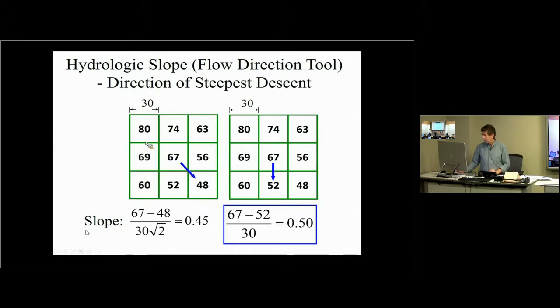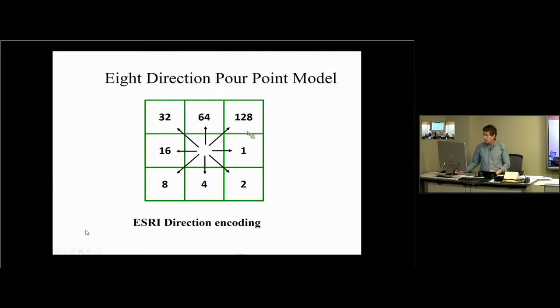If you divide by the vertical distance, or the north-south distance, you end up with 0.5. So this is a bigger value, so we would determine that the D8 slope and flow direction is from the 67 to the 52, and the slope value is 0.5. We need a way to encode the fact that this is going directly down, and we use this set of numbers, 1, 2, 4, so that would be encoded as a value of 4.